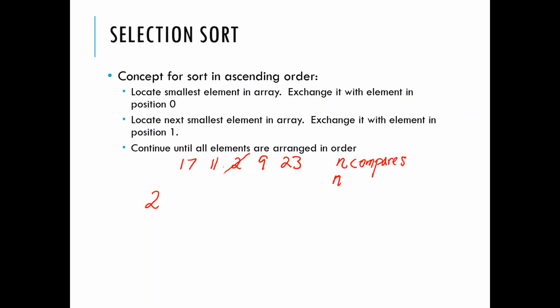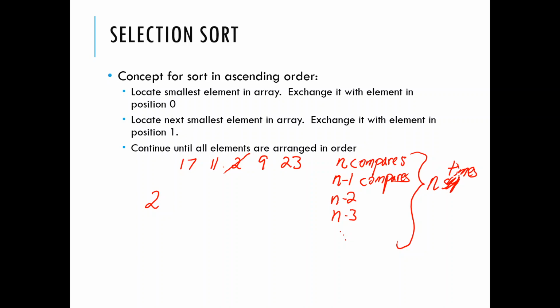and then I'm going to do n minus 1 compares, n minus 2, n minus 3, and so I have n steps, n times. I'm still back at n squared. It's still an n squared algorithm.